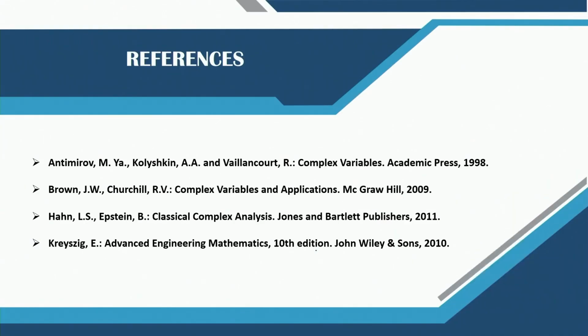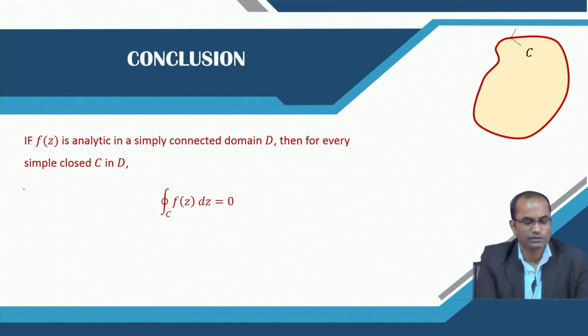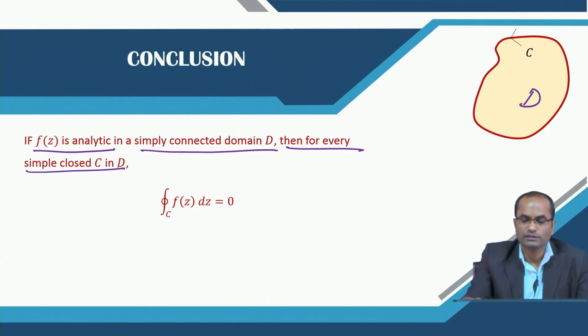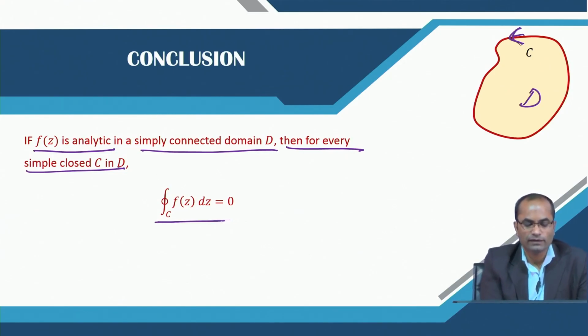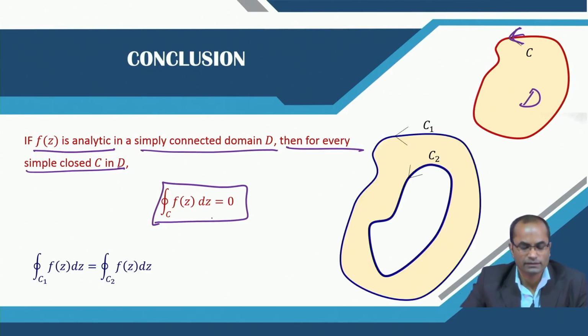So, these are the references which we have used for preparing the lecture, and just to conclude, we have discussed this Cauchy theorem. If f z is analytic in a simply connected domain D, then for every simply closed curve C, the value of this integral is going to be 0, and we have also extended this for a multiply connected domain.